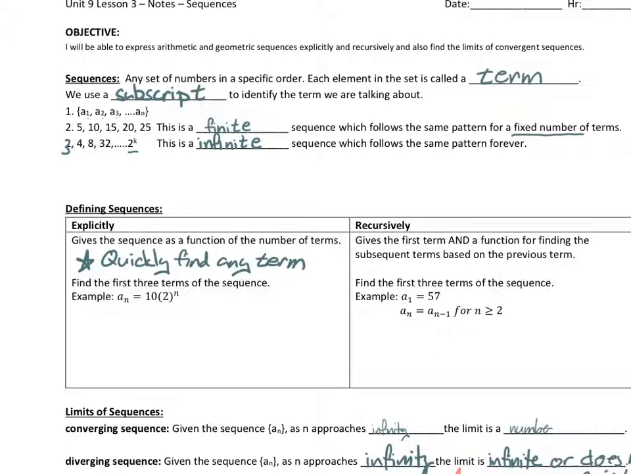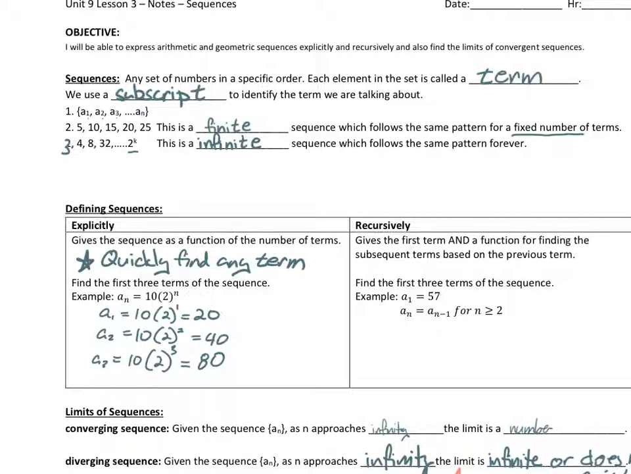So for instance, for this example, find the first 3 terms of the sequence. Well, I just need to find a sub 1. I would just plug in 1 for n, 2 to the power of 1 is 2, times 10 is 20. If I want to find a sub 2, the second term, then I just plug in 2 for the exponent, and I get 40. And a sub 3, I plug in 3 for the exponent, and I get 80.